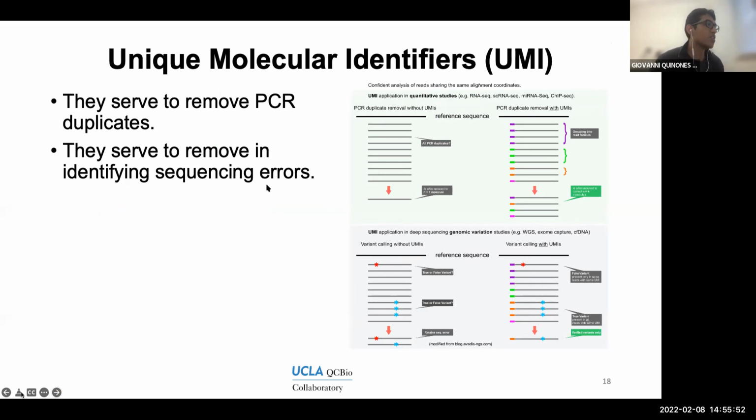Okay, so next I wanted to talk about this feature that is incorporated into most of the single cell RNA sequencing technologies, which is called a UMI. UMI stands for unique molecular identifier. And what this means is that this is an oligo.